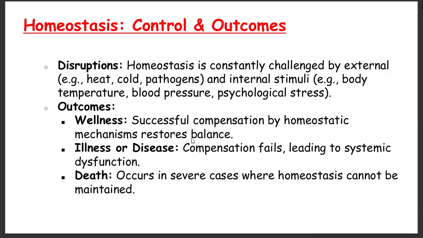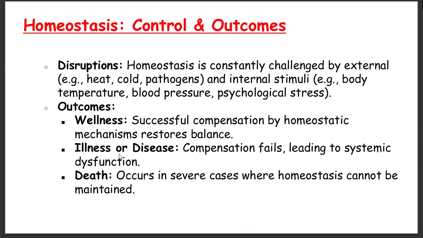And if it fails, what happens if the physiologic parameter is not brought back to normal? You're going to experience illness or disease. So if there is a fluctuation, and the body temperature is very high or has gone above the acceptable range or has gone below the acceptable range, that's where you expect someone to be catching a cold, start shivering, you feel sick. Or if the temperature is very high, you also feel sick.